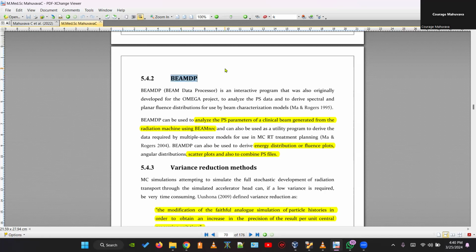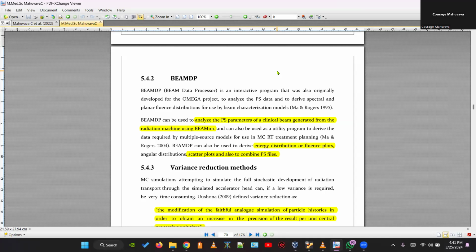BeamDP is short for beam data processor. So it's basically a beam analyzing software. You basically input your phase space file and then you can look at different parameters. If you want to look at, let's say, the spectrum of the beam, what kind of spectrum does it have? You can look at things like the angular distribution, energy distribution, scatter plot, fluence, things like that. You can look at different parameters of the phase space file, and this will give you sort of an intuitive idea of what your beam is like, so that you can relate to the dose distribution that you get in the phantom.